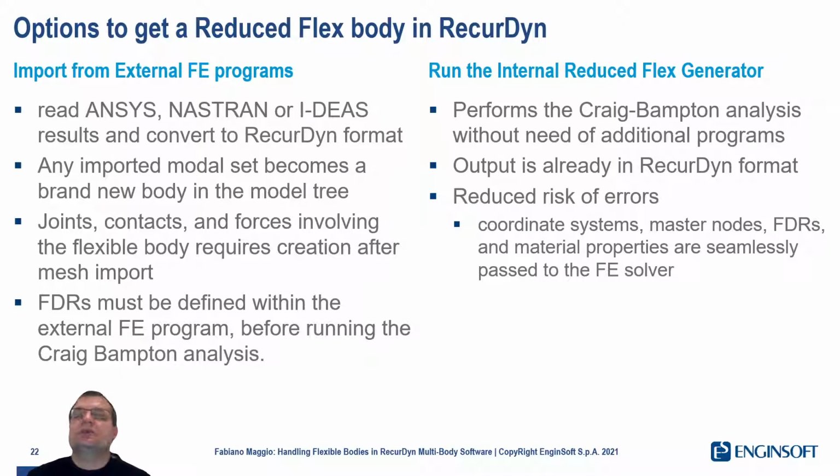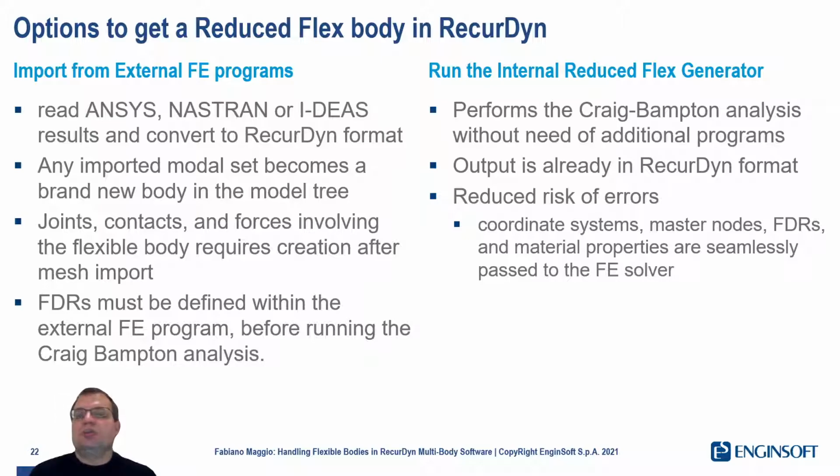How can we use the reduced flex bodies in RecurDyn? Again, we have two options. We can either read from ANSYS, Nastran, or IDEAS finite element codes. We can read the results, and everything has to be done outside RecurDyn. Of course, if you import results that are created outside RecurDyn, you have again to manually create joints and contacts and forces to reconnect this body to the rest of the model.